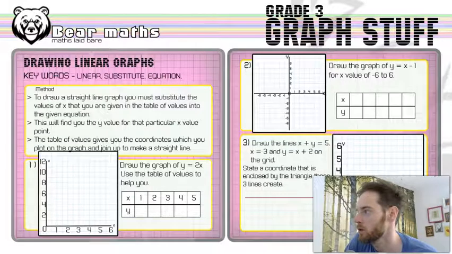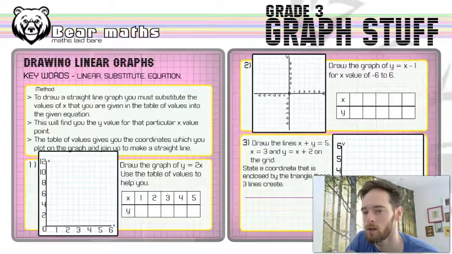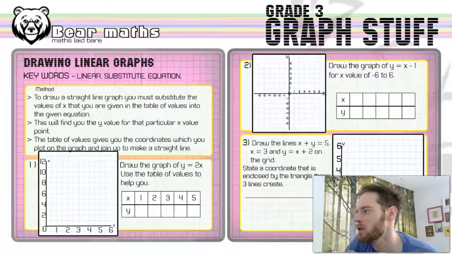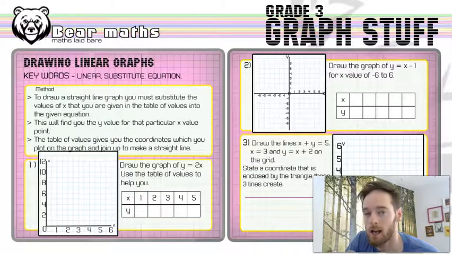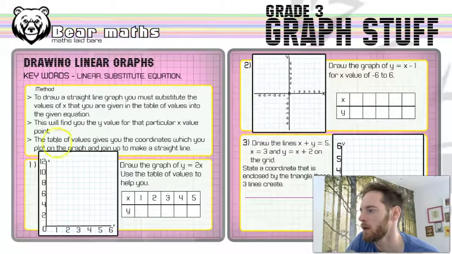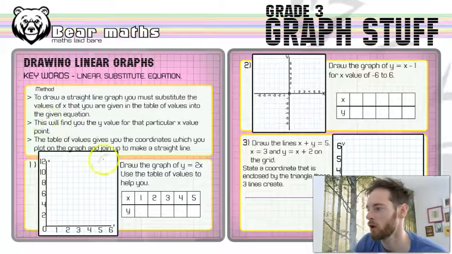Now, to draw a straight line graph, you must substitute the values of x that you're given in the table of values into the equation. Now, if you haven't got that table of values for x, you're going to have to choose the values for yourself. This will find you the y value for that particular x value point, and then those become coordinates which you then plot. It's a pretty simple process, and I will talk you through it in the examples that I've got for you.